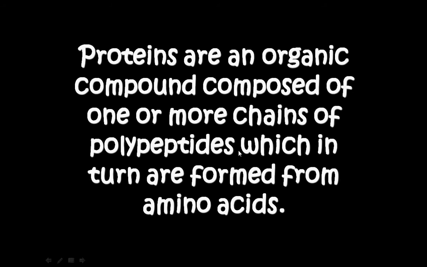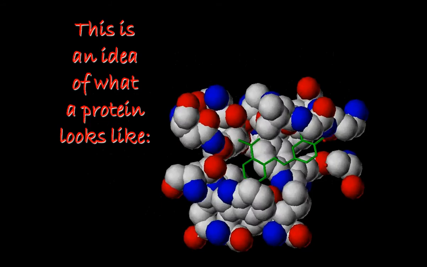Proteins are organic compounds, meaning that they're based on carbon and they're found in living things. They're composed of one or more chains of polypeptides, which are in turn formed from amino acids. This is an idea of what a protein looks like. Proteins are very large molecules and they take very unique shapes. They can be hundreds of amino acids long, and it's the sequence of amino acids that makes each protein unique.